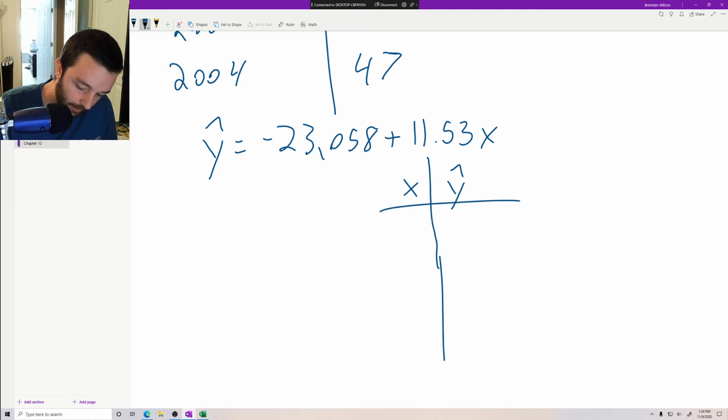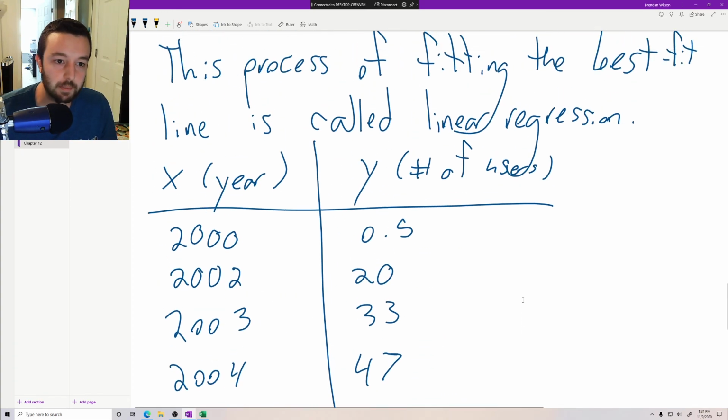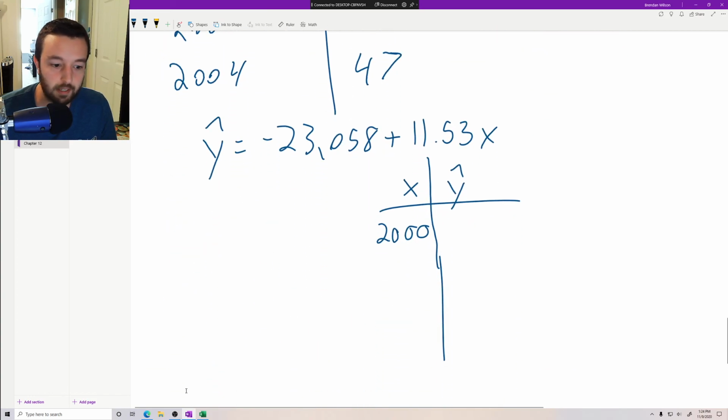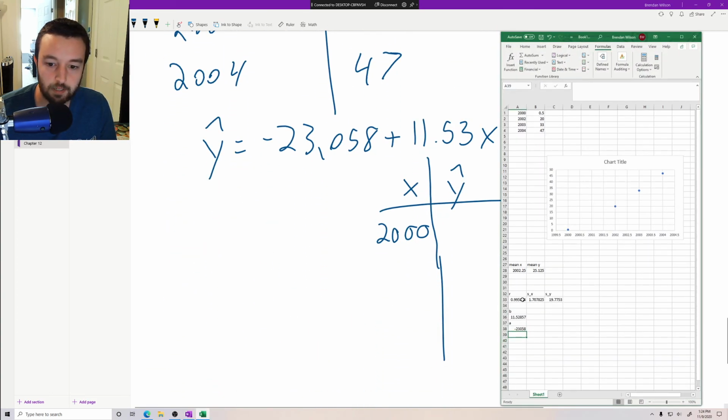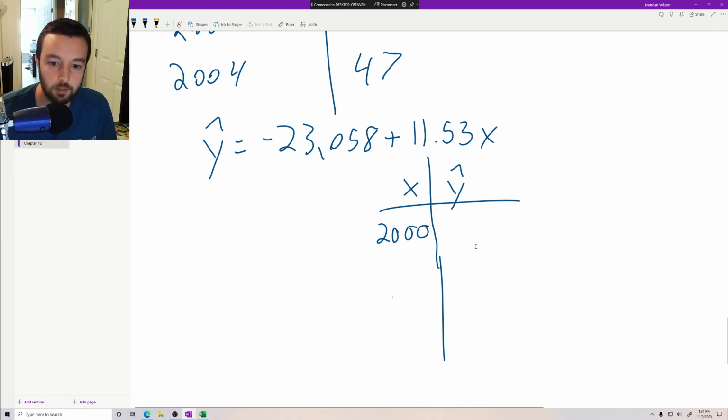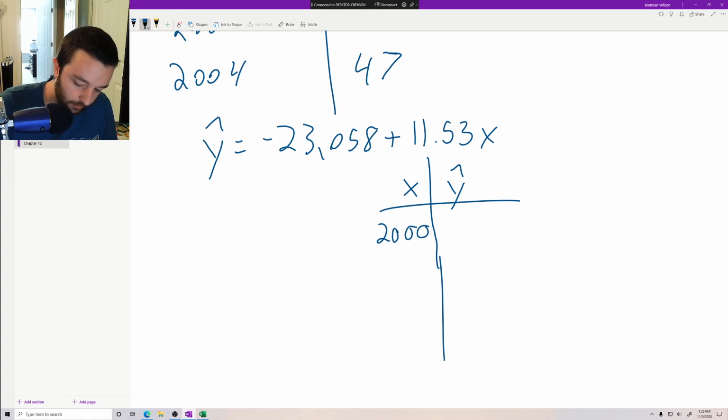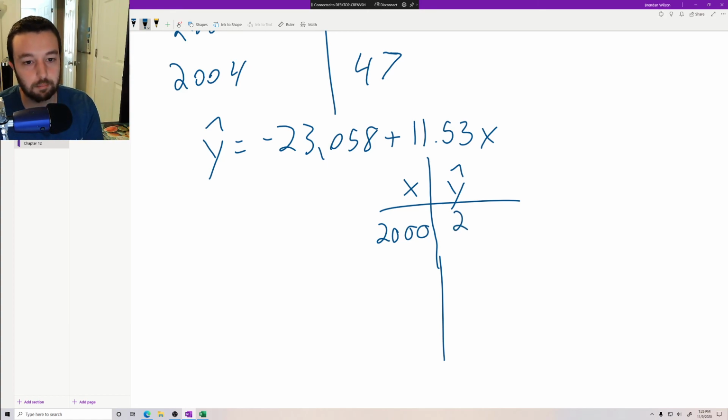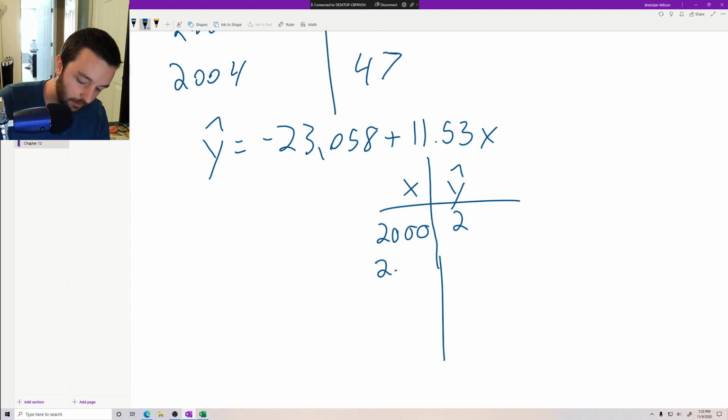Okay. If X is 2000, we know Y, the actual Y was 0.5. And this should be very good at predicting because R is, well, it was like 0.99, which we'll see soon means that it's almost a perfect relationship. So this should be really close to 0.5. 11.53 times 2000 minus 23,058 gives us 2. Okay, so it's really close.